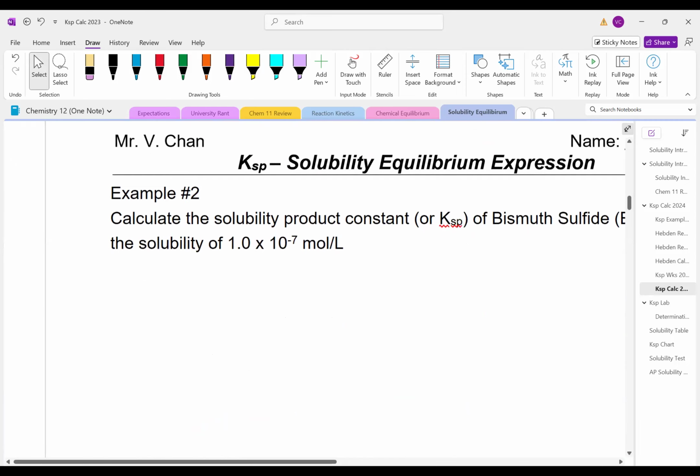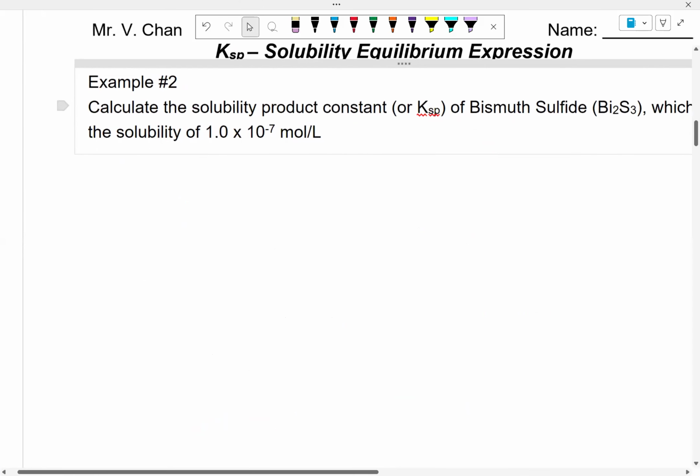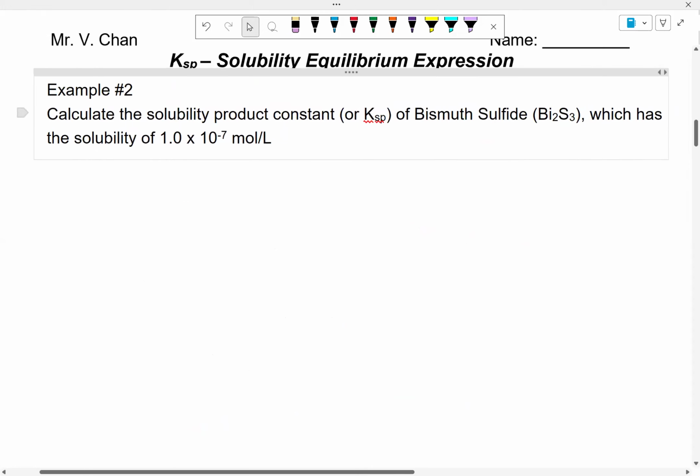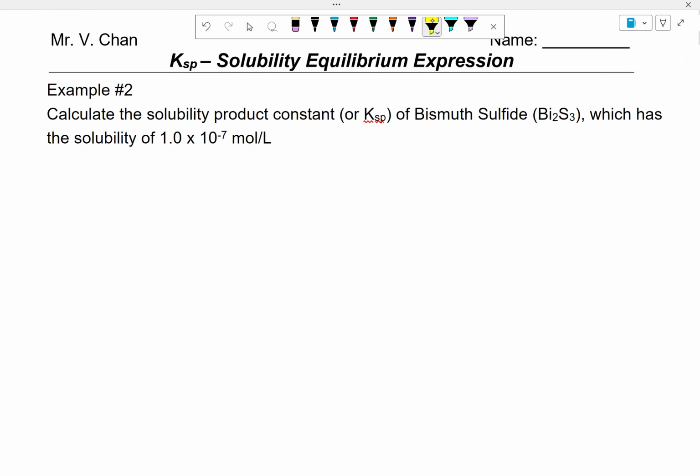So in this particular case, it says here, calculate the solubility product constant, or KSP, of bismuth sulfide, which has a solubility of 1.0 times 10 to the negative 7 moles per liter. Now, one thing for you to be aware of, notice I'm asking for the solubility product constant, or KSP, given the solubility of 1.0 times 10 to the negative 7.